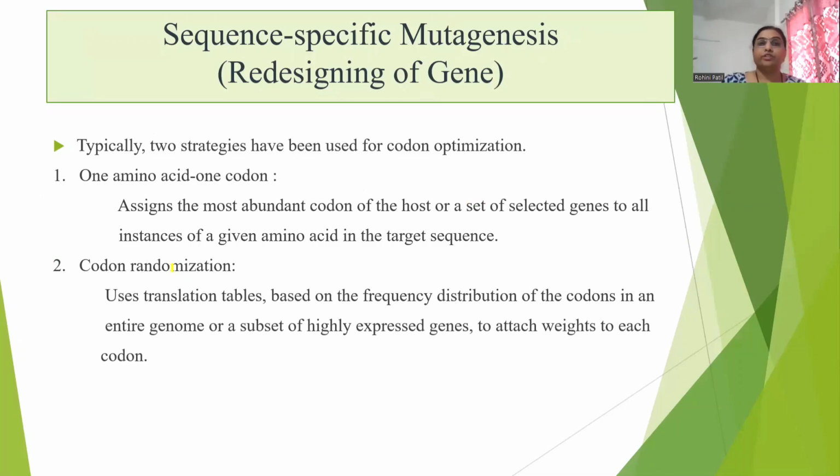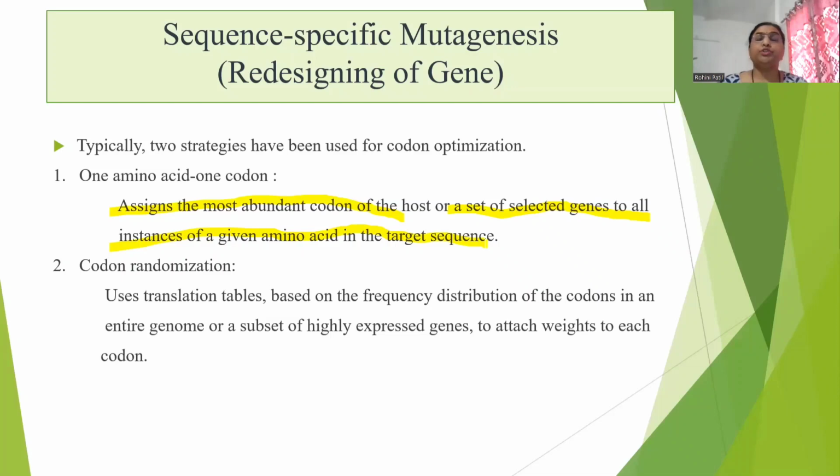There are two strategies for codon optimization by this method. One is one amino acid, one codon, and the second one is codon randomization. Now, one amino acid, one codon means assigning the most abundant codon of the host, or of a set of selected genes, to all instances of a given amino acid in a target sequence. Now, you can choose the gene which is highly expressed.